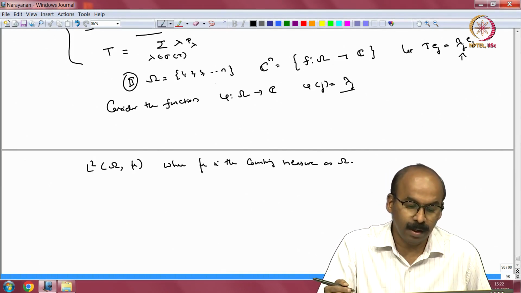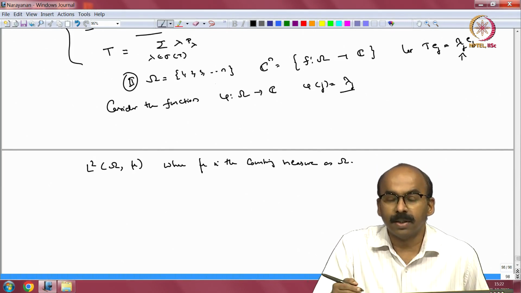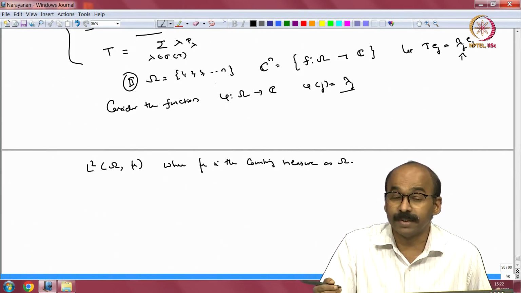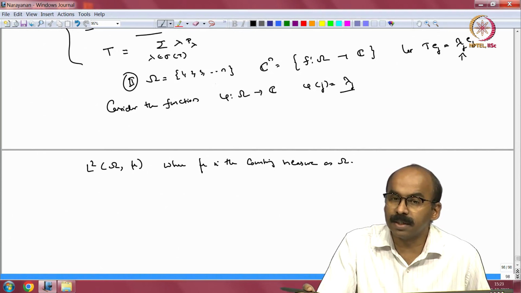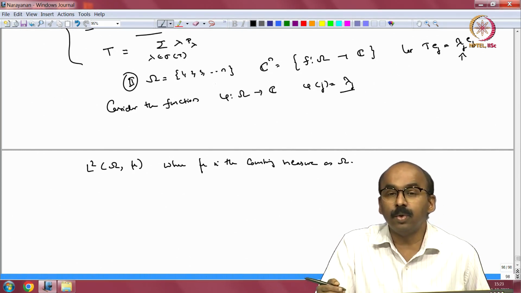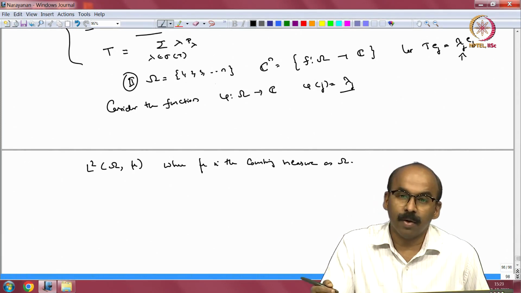You think of omega with discrete topology if you want. Borel sets will be all open sets, which are all sets. So, that is the power set. So, that is the sigma algebra, and you have a counting measure there, right. So, you look at L2 of omega with respect to that counting measure.